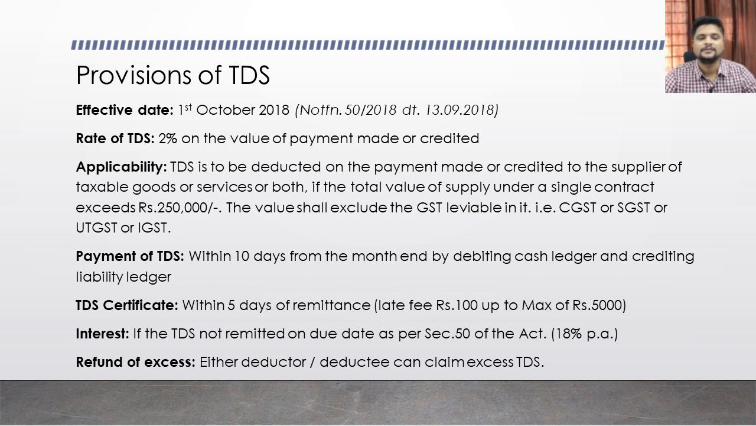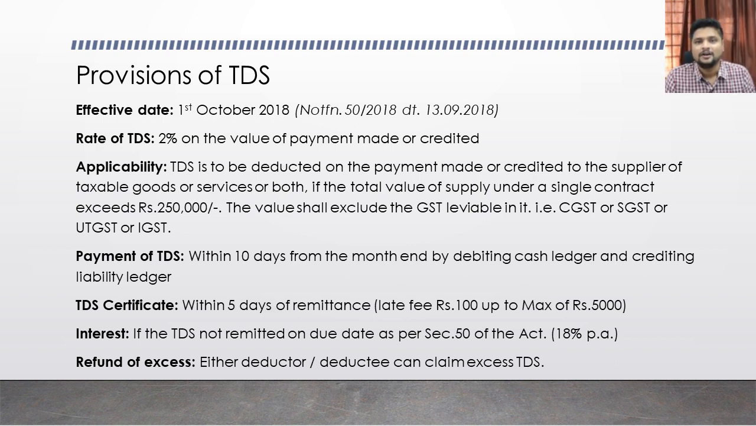Rate of TDS is 2% on the value of payment made or credited. Whatever the payment made or credited to the supplier, on that 2% has to be deducted as TDS. When it is applicable, we just now discussed the person to whom it is applicable. Now we are going to discuss when the TDS provisions will become applicable to those persons.